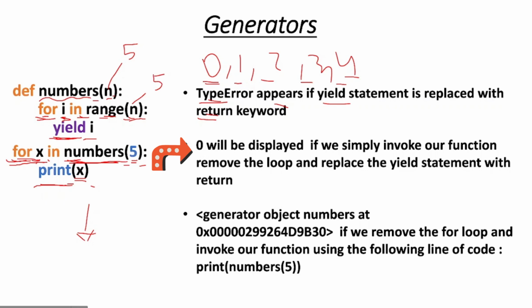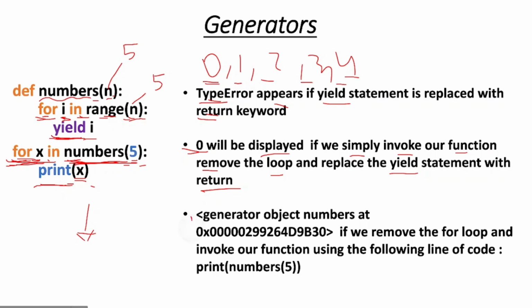Now 0 will be displayed if we simply invoke our function and remove the for loop. For example, remove the for loop and replace the yield statement with a return. So if we are to replace the yield statement with the return statement and just simply invoke our function without placing here the for loop, we will have 0 displayed in our console as a result.